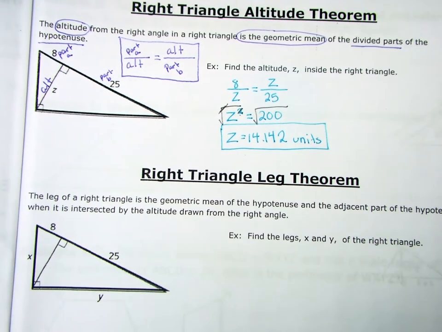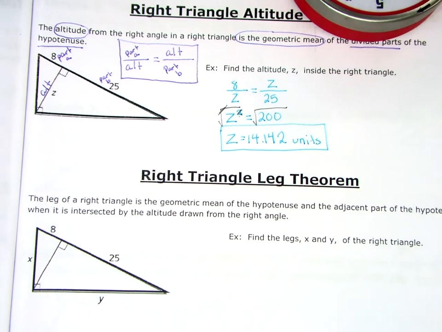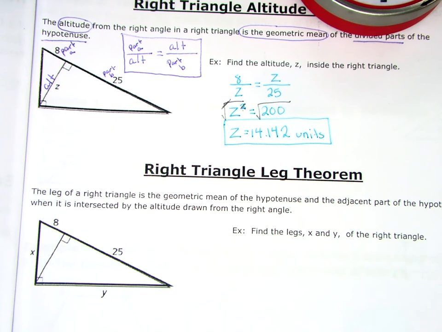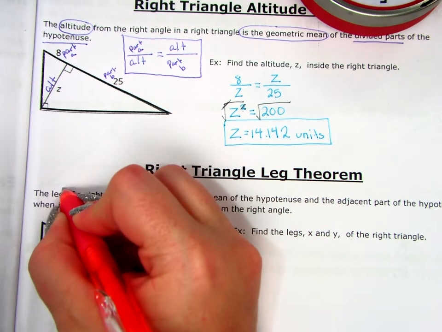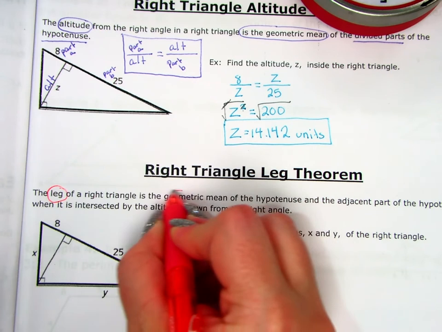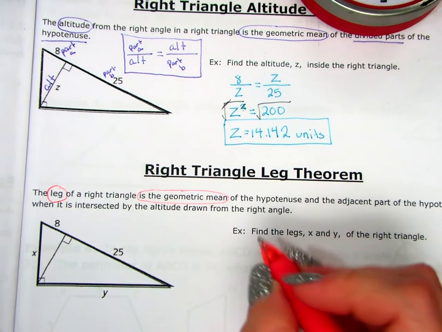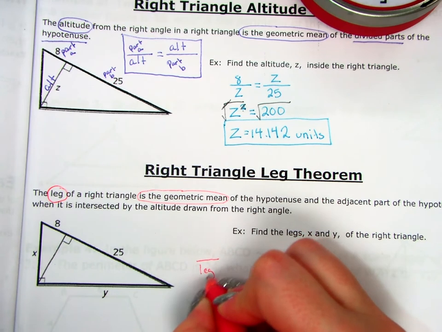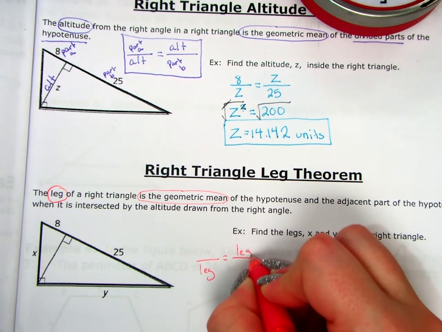All right, the next one we're going to look at is called the right triangle leg theorem. So we have the altitude theorem and we have the leg theorem. The leg theorem says the leg of the right triangle is the geometric mean of the hypotenuse and the adjacent part of the hypotenuse when it's intersected by the altitude drawn from the right angle. Okay, so we're still working with the altitude drawn from the right angle, so you still have to have this altitude. In both of them, you have to have the inside altitude. Okay, but this time the leg is the geometric mean. So that means this time the leg is going to be the one that repeats.